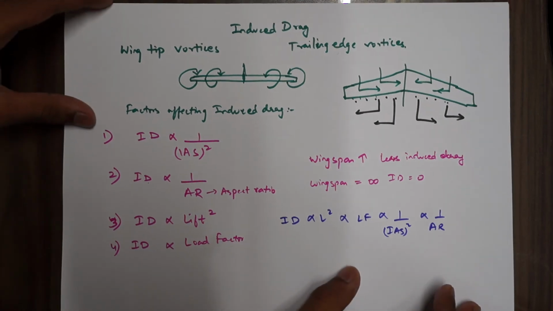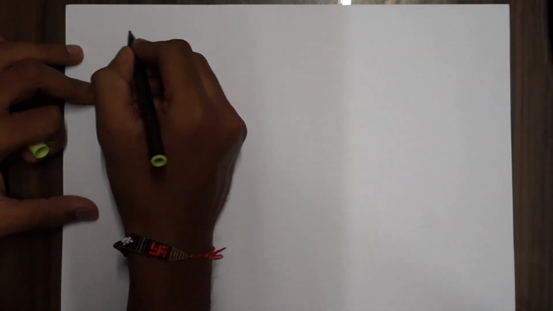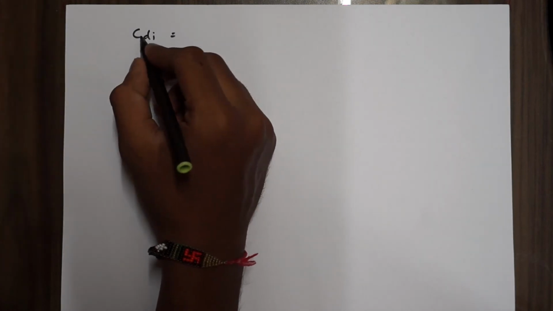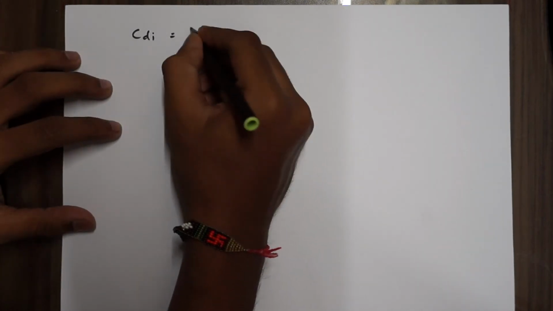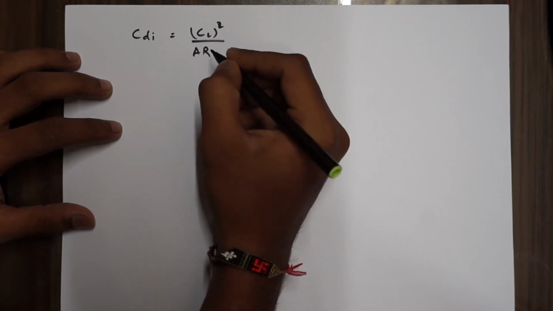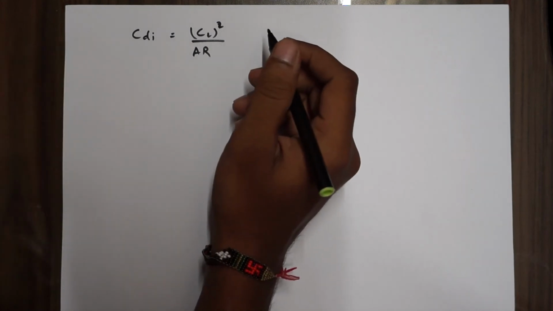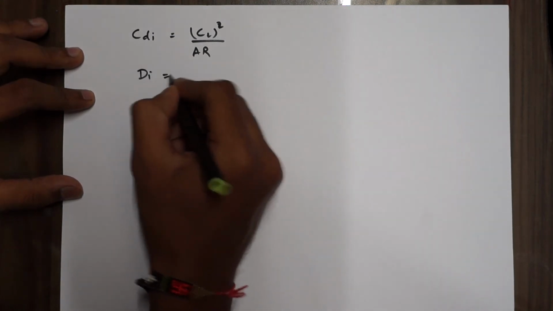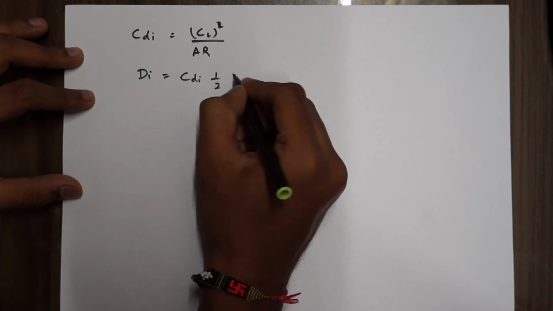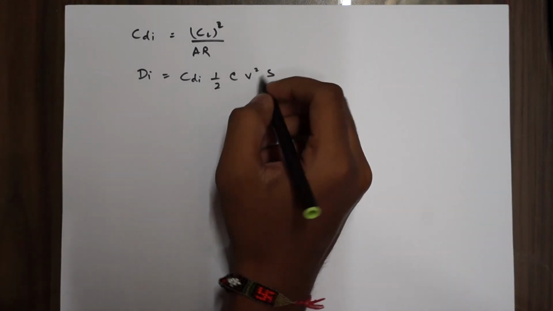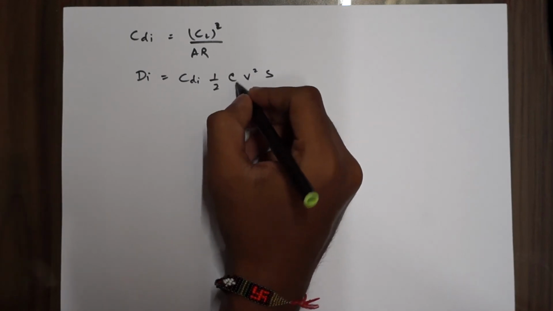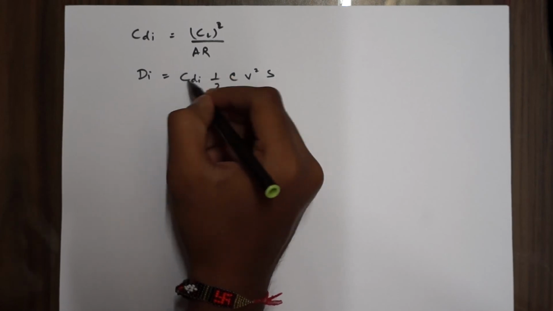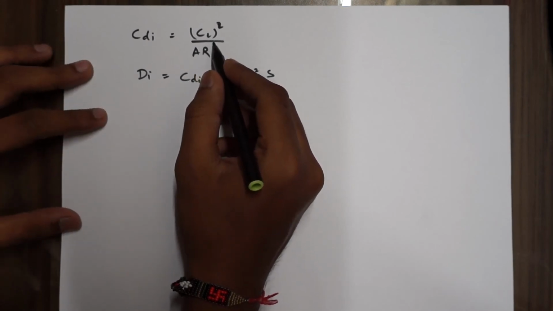Now we'll discuss a few formulas related to induced drag coefficient, that is also important. It is given by CDi, coefficient of induced drag, equal to coefficient of lift square by your aspect ratio. Now this is substituted into the induced drag formula, that is CDi half rho V square S, where the same values remain. V is your TAS, rho is your density, S is your surface area. The only thing that changes is your coefficient of induced drag, and this is the formula for it.